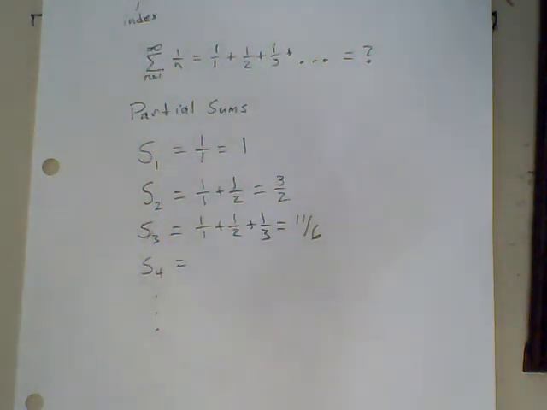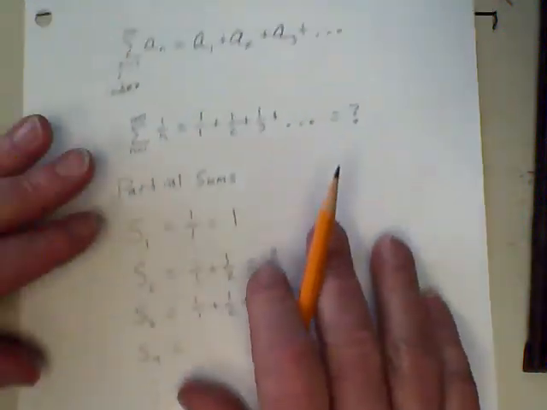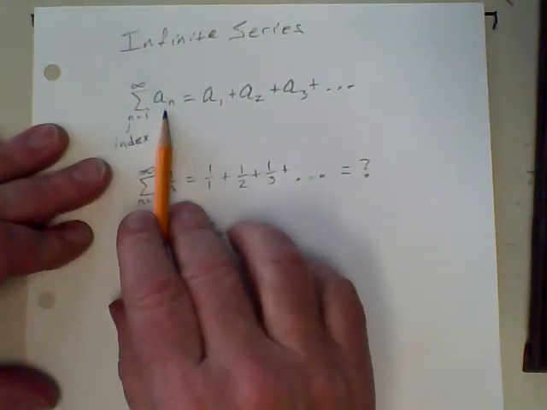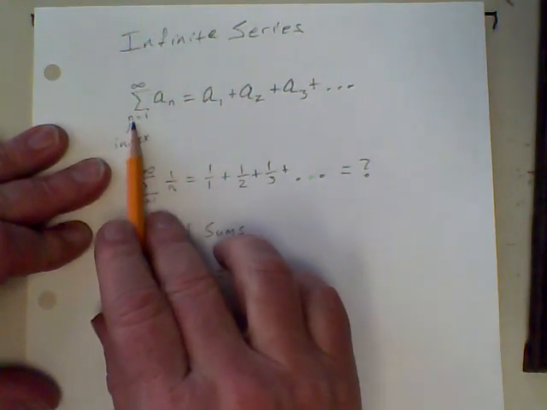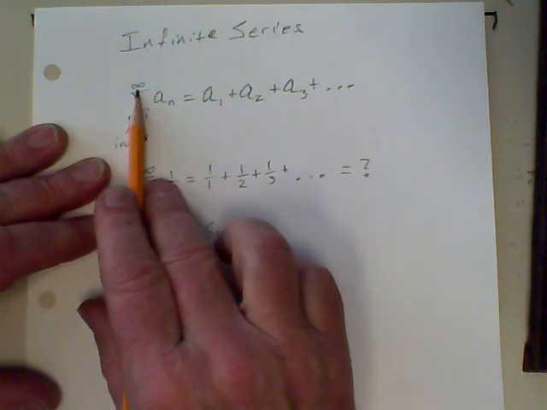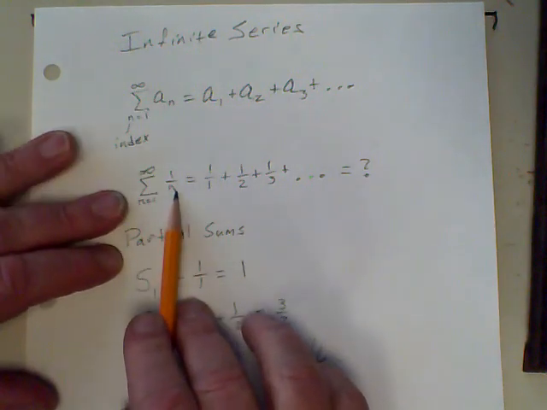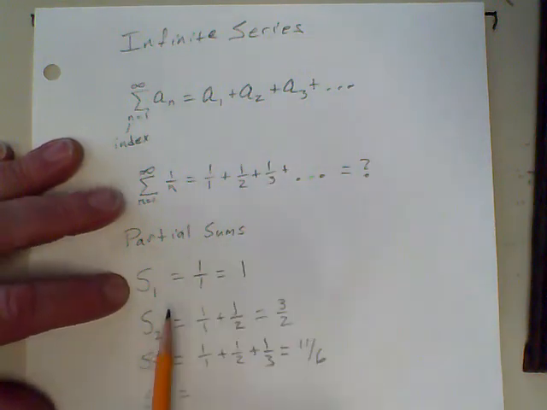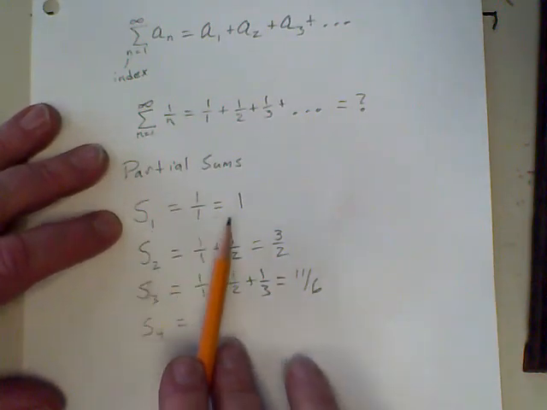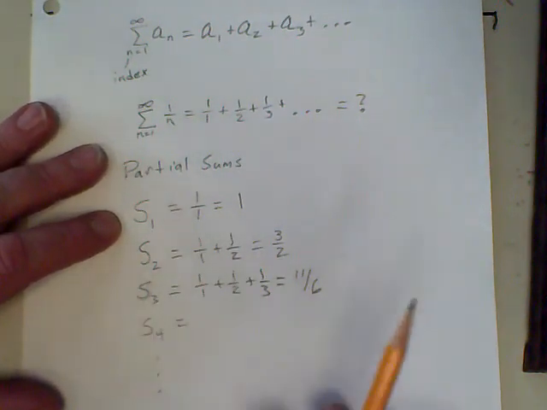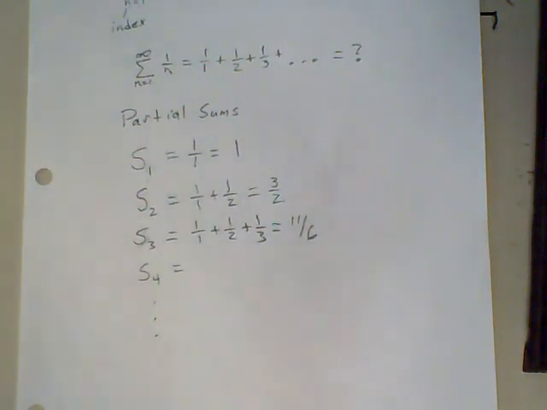Okay, so that's the basic idea behind an infinite series. We've got our a sub nth term. We sum it up from n equals 1 to infinity, and then we can write out those individual terms, and we sometimes are interested in partial sums. First partial sum, second partial sum, and so on.